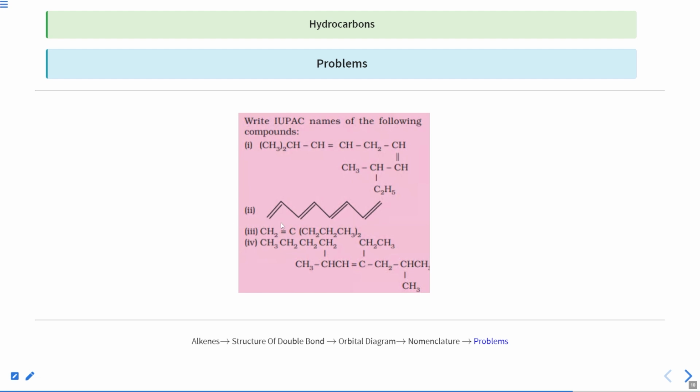What about this? What about its name? Okay, so let us count this. So this carbon is attached to 2 such substituents. Okay, so 1, 2, 3. So 2 propyl groups are attached to this carbon.